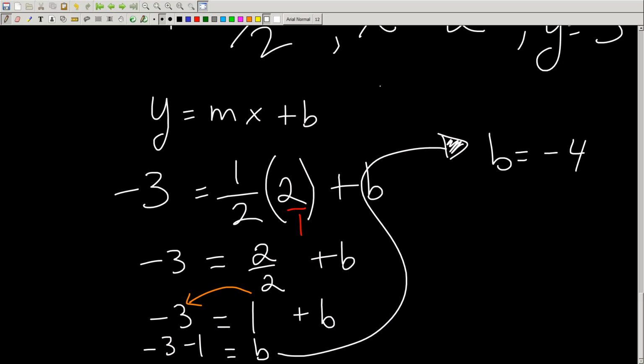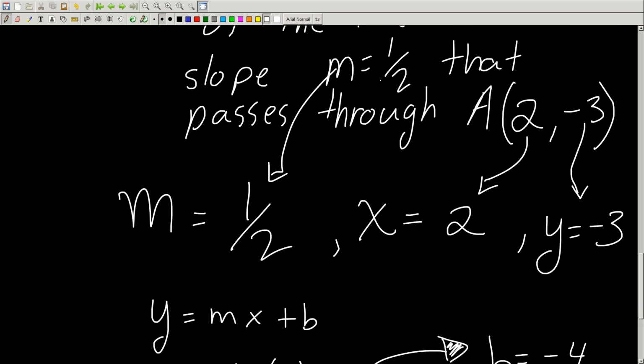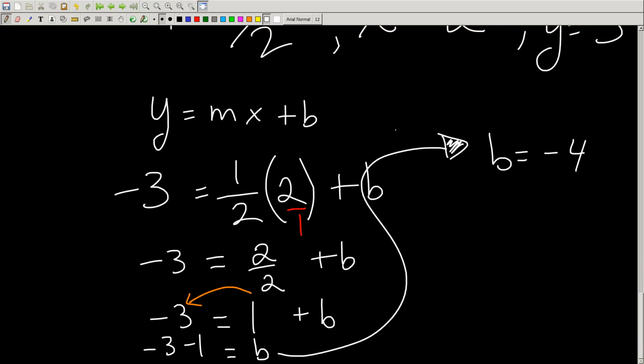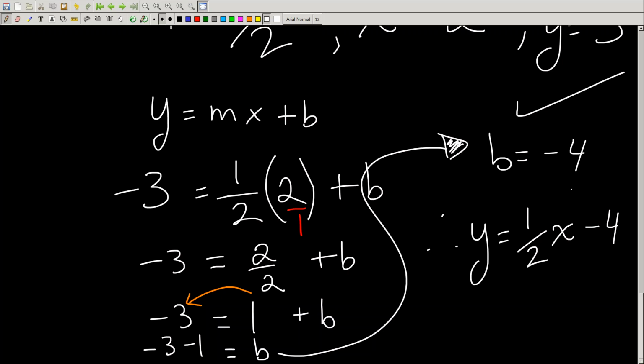So now I have m, and now I have the y-intercept. So all I have to do is state the equation. y equals 1 over 2 x, and it's -4 because of this y-intercept right there. Okay, and there you go. That is how to determine the equation of a line, y equals mx plus b, if you were given the slope and a point. I hope you enjoyed this.